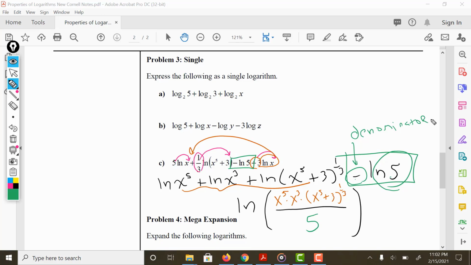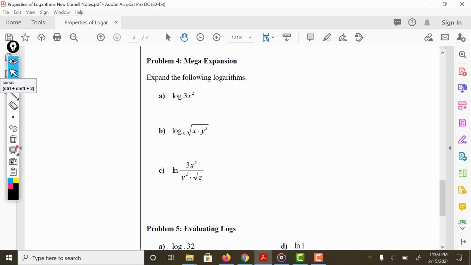Now, we're not done with this problem yet, because I have to simplify this still. You'll notice that these are the same variable, and so if I'm multiplying these, I can add the exponents. I'm going to express this as a cubic. And that's the answer.